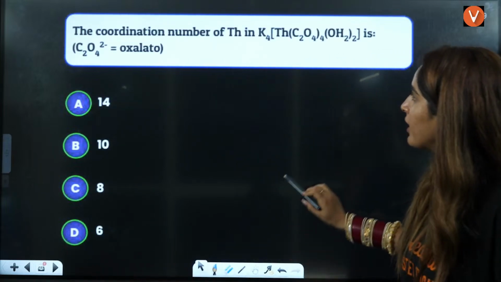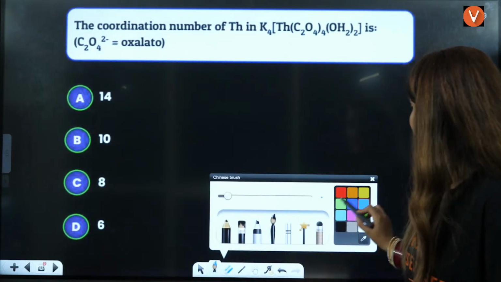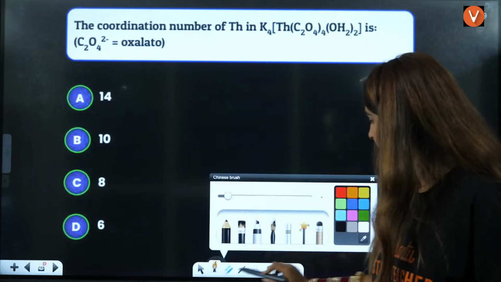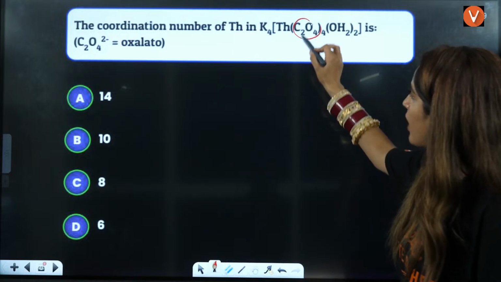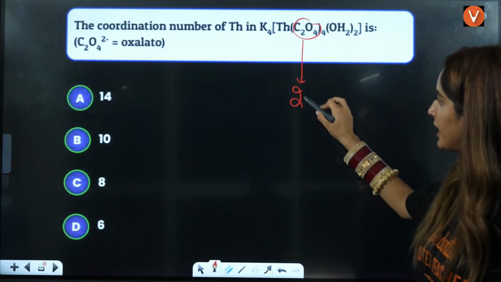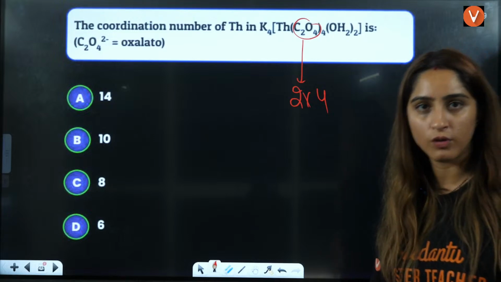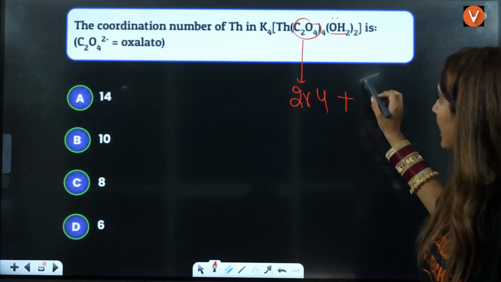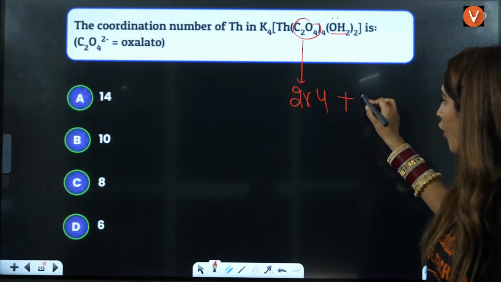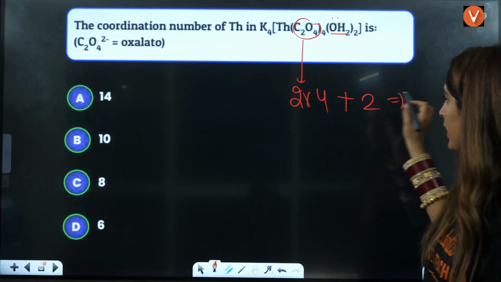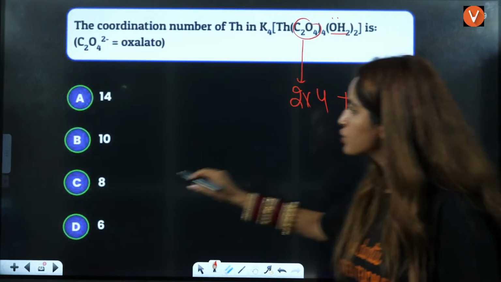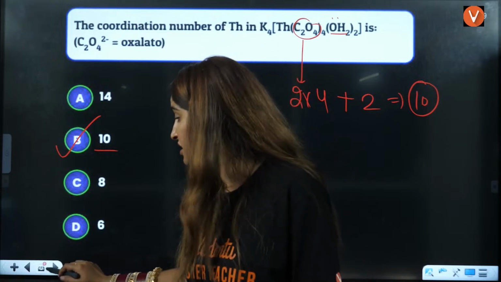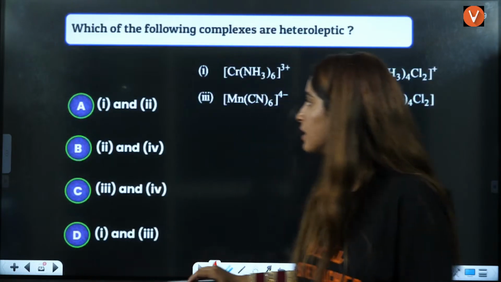Next, we have the coordination number of thorium in this complex. Oxalato has 2 coordination sites and we have 4 oxalato, plus water has 1 site and you have 2 water, so it will be 2. So it is 4 times 2, that is 8, plus 2, that is 10. So 10 is going to be the coordination number here. We are not talking about oxidation number, we are talking about coordination number.